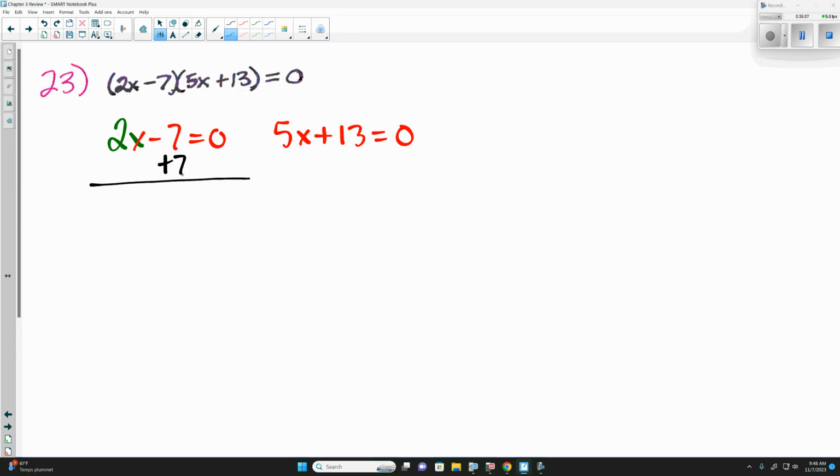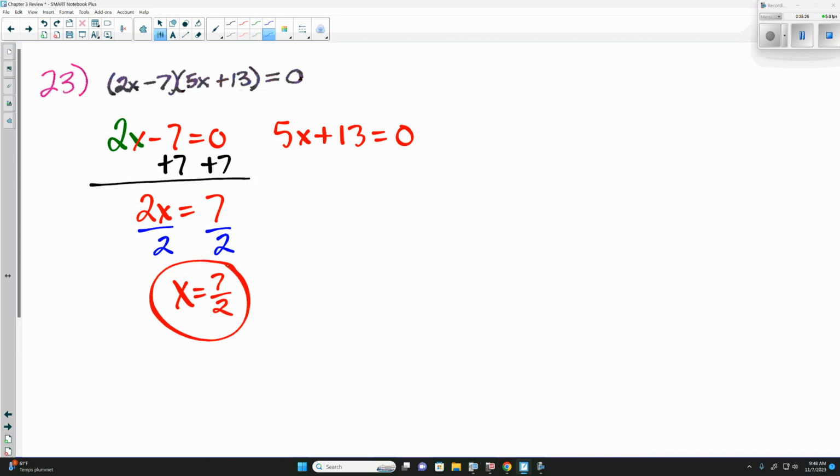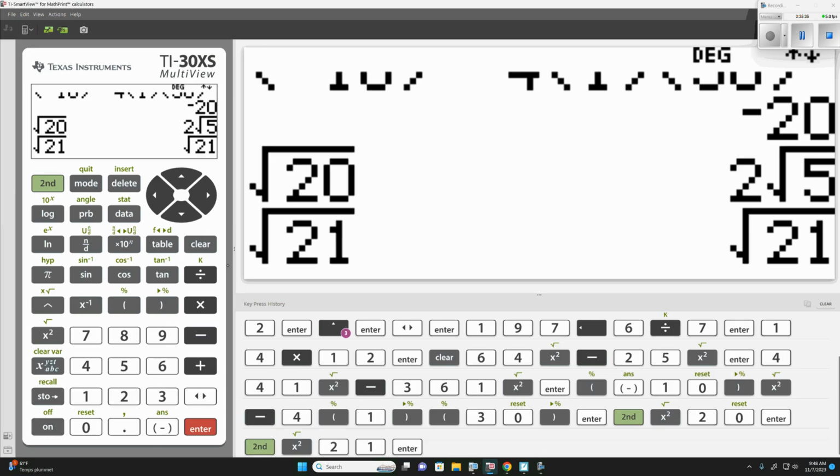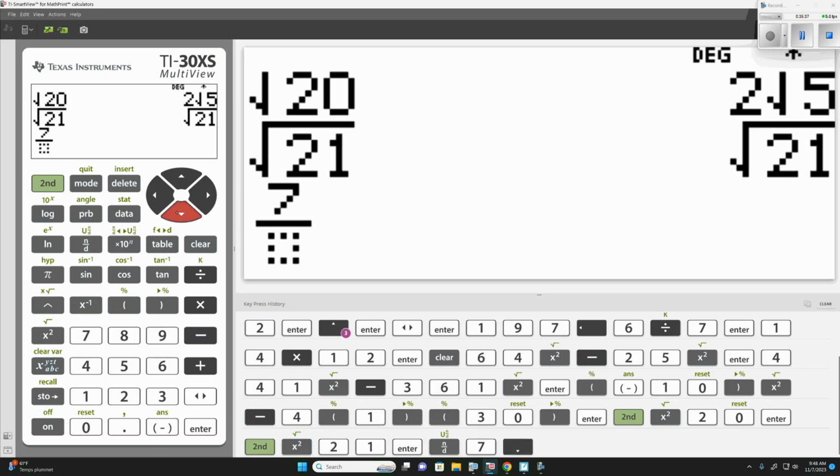So here we would add 7 to both sides. Negative 2x equals 7. Then we would divide, giving 7/2. I mean, if it was 8/2, we would simplify, but 7/2, we can leave it as that. So I can plug it in the calculator, say 7 over 2 is 7/2.